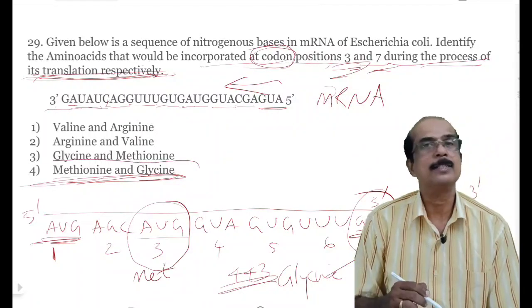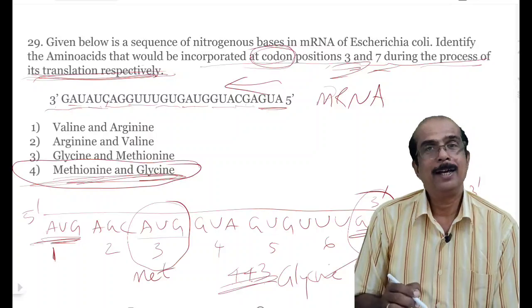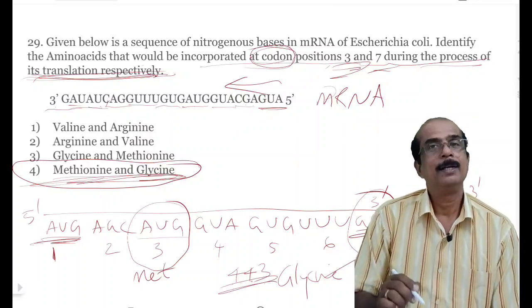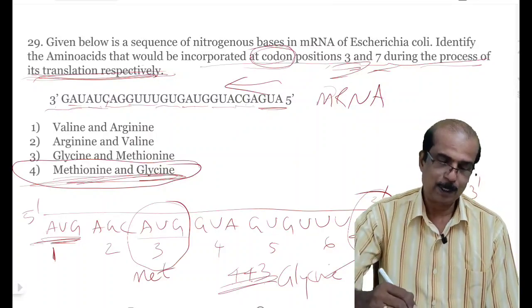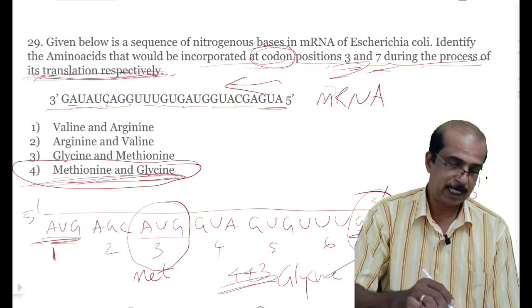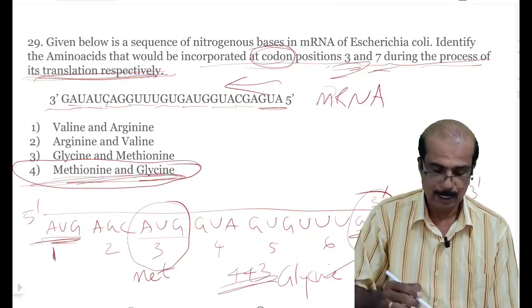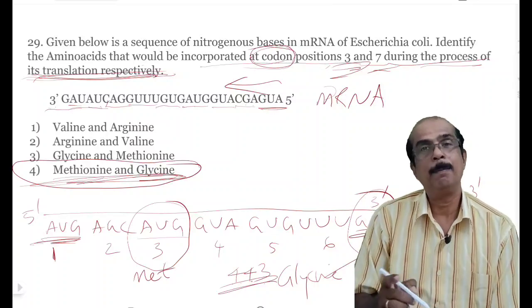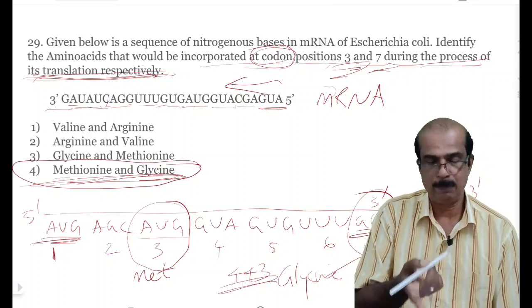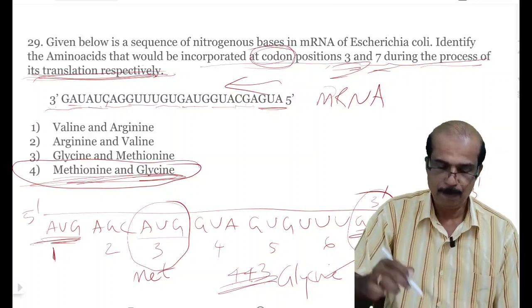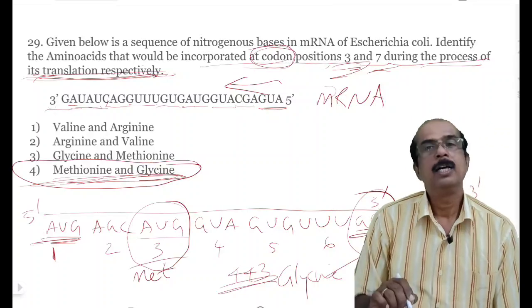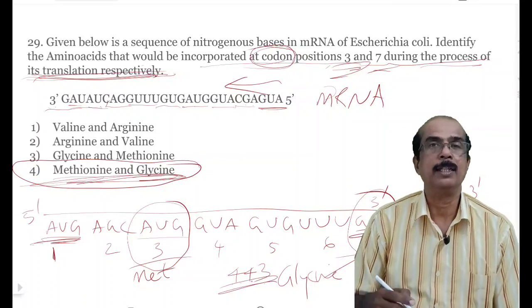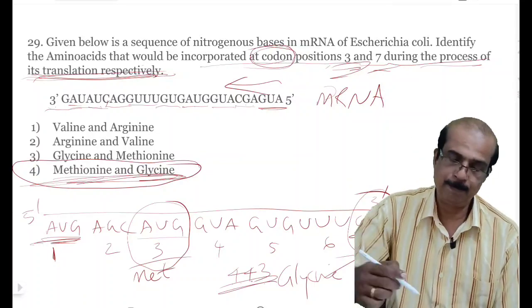Fourth option is our answer. Carefully analyze the facts and reach the correct answer for this question. Here reverse order is given, the 3' to 5' direction. The reading of mRNA is in the 5' to 3' direction. You have to reverse the order and find out the third position and seventh position before arriving at the amino acids coded.